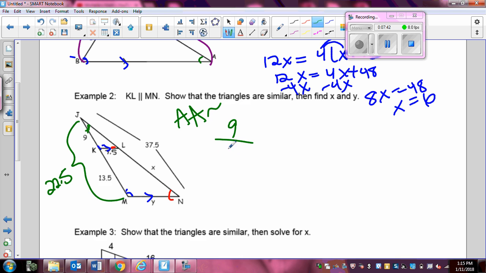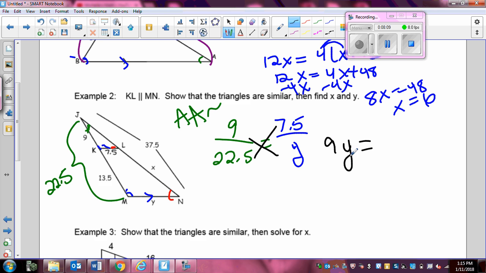So 9 over 22.5 equals, and we can find y first or x, it doesn't really matter in this case. I'm going to do this side, which I think is a 7.5. So let's do that. 7.5 over, this is the same side as this one, so that's y. That's going to be how you find your y. Remember, when there's fractions on both sides of the equality sign, you're always going to cross multiply. So it'll be 9y equals 22.5 times 7.5, which is 168.75. And then you can solve for y from there.